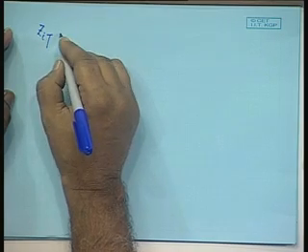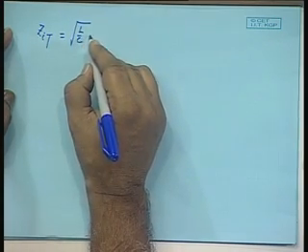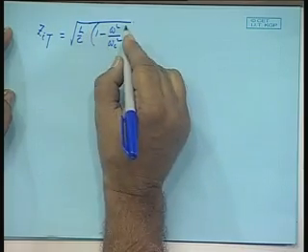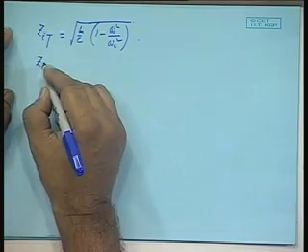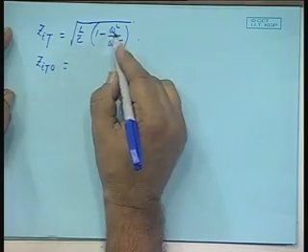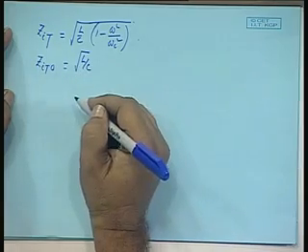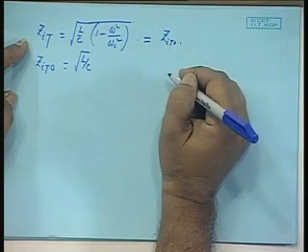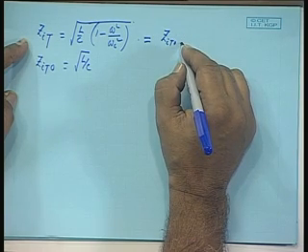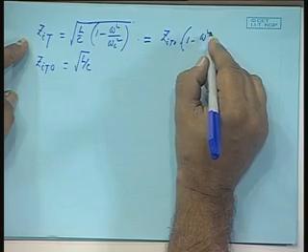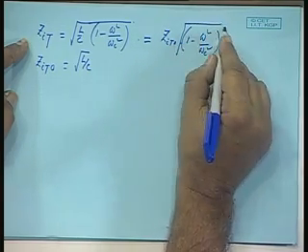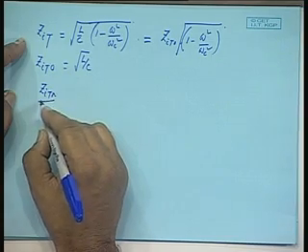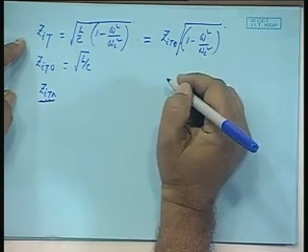Therefore, Z I for a T network is root over of L by C times 1 minus omega squared by omega C squared, and Z I T at omega equal to 0 will be just root L by C. Therefore, if I normalize this, I can write this as Z I T 0 into 1 minus omega squared by omega C squared, or Z I T normalized.